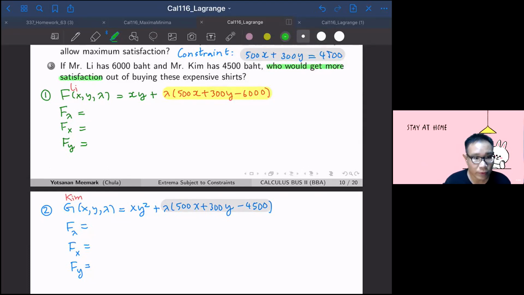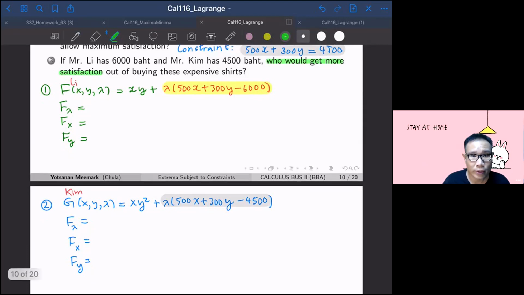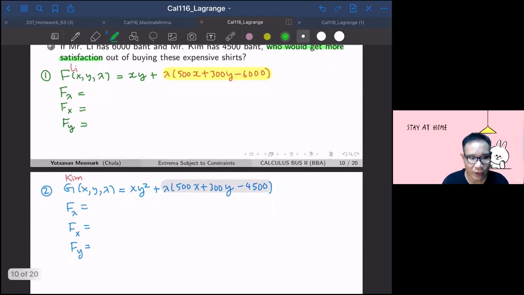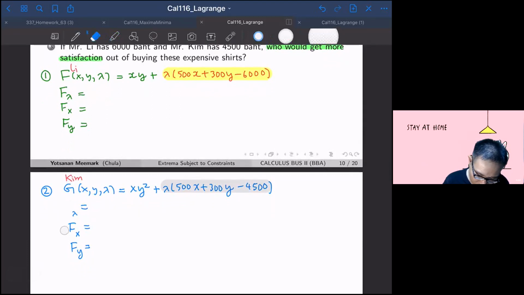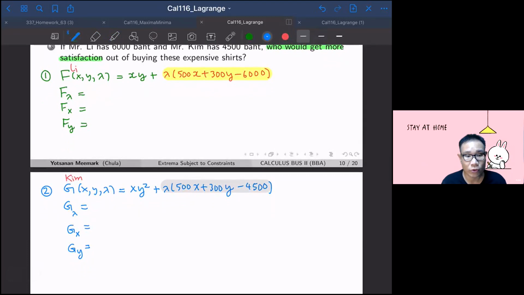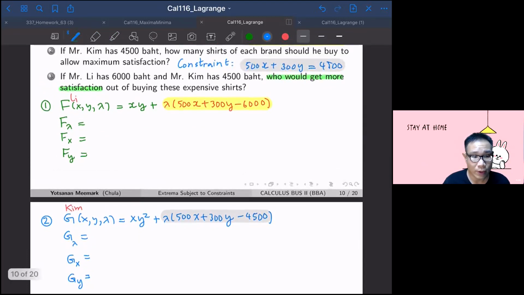So I will let you do this 1, 2, and 3 on your own first, and I will give you the solution when we have the recitation. Okay, so this is the idea. So this one will be G lambda, Gx, and Gy. Okay, so that will be the word problem here.